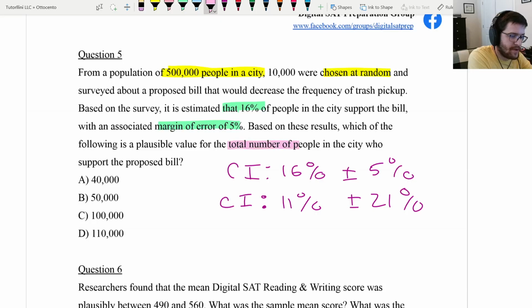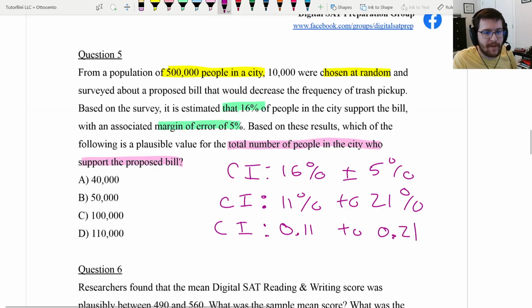And unfortunately, they don't want the proportion. They want the total number of people in the city who support the bill. So what we're going to do is change this to a proportion. So divide by 100. You could just do that on your calculator if you're not sure how to do it. 0.11 to 0.21. And then remember what we said. To find the total number of people, we just multiply the proportion times the population size. Not the sample size, not the 10,000. The population size, the 500,000.